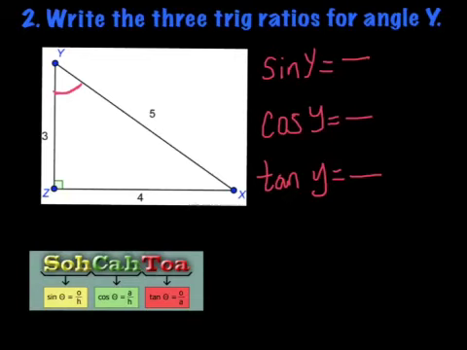So we need to figure out what is opposite, hypotenuse, adjacent. So we need to go ahead and label those. So the hypotenuse, that's kind of easy. That's right here. Hypotenuse. Now, opposite would be across from the angle Y. So this would have to be our opposite side. And then adjacent would be next to it. So this is going to be adjacent.